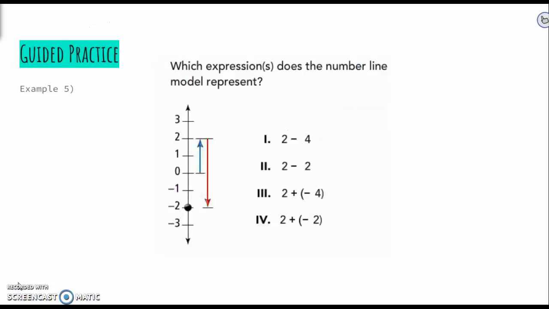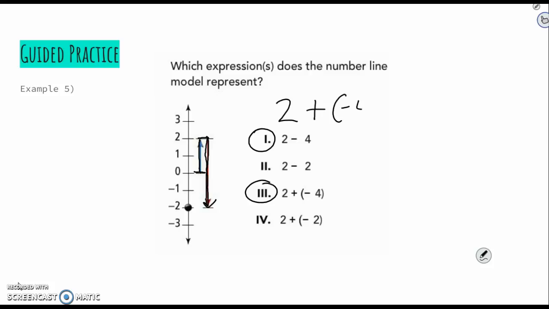Which expression does this number line model represent? We began at 0. From 0, we moved 2 units. So that's positive 2. From there, we subtracted 1, 2, 3, 4 units. So that is 2 minus 4. We can also write 2 minus 4 as 2 plus negative 4. Remember, when subtracting integers, we're going to add the opposite sign.